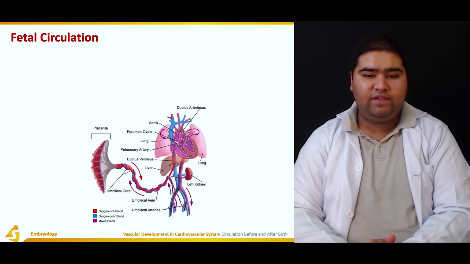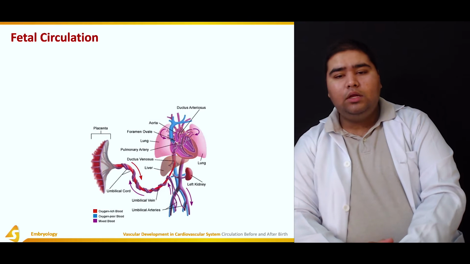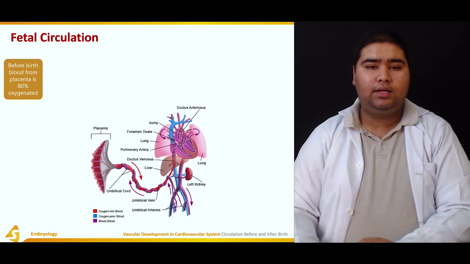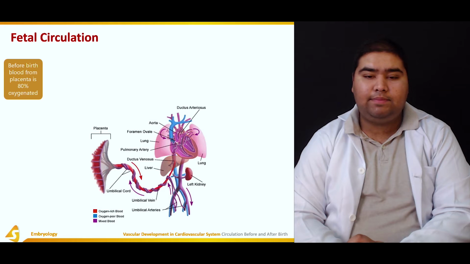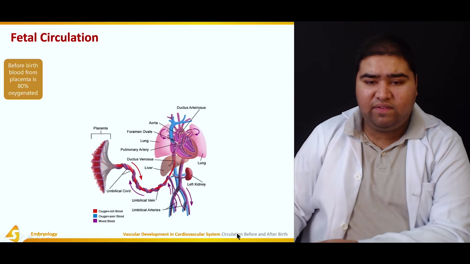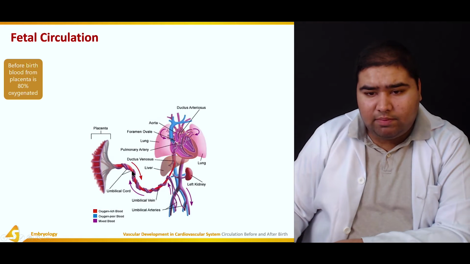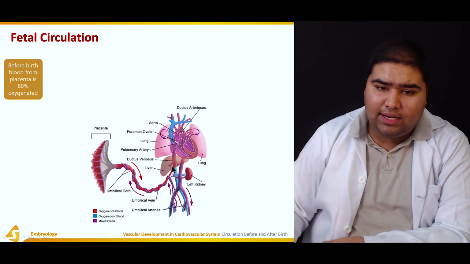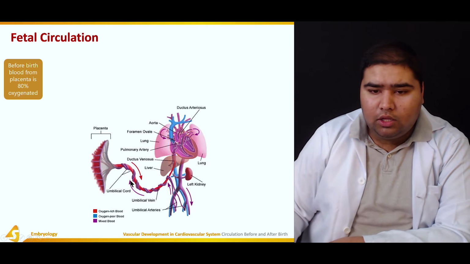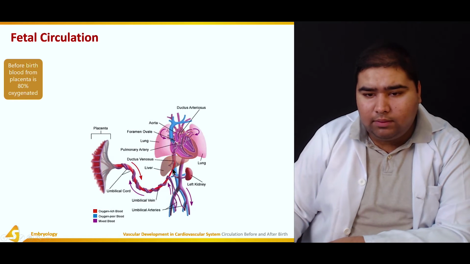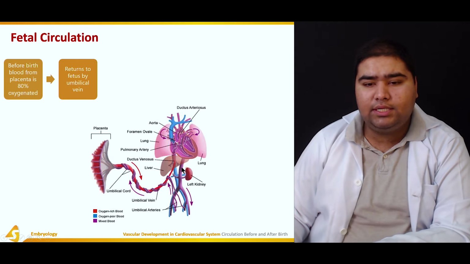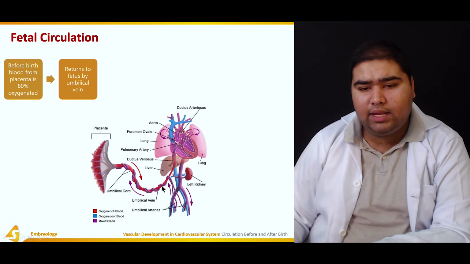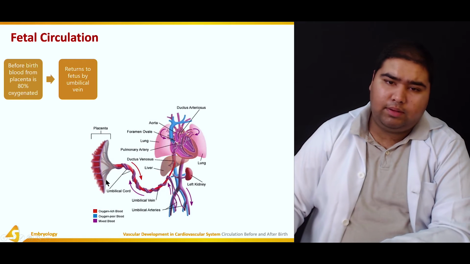So, fetal circulation. First of all, before birth, blood from the placenta is 80% oxygenated. In this figure, this is the oxygenated blood in red that is being carried from the placenta through the umbilical vein into the fetus. So it is 80% oxygenated. It returns via the umbilical veins. These are the umbilical veins. It returns to the mother.